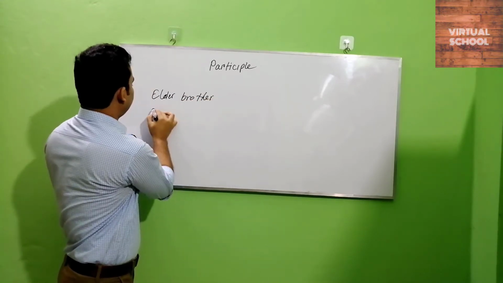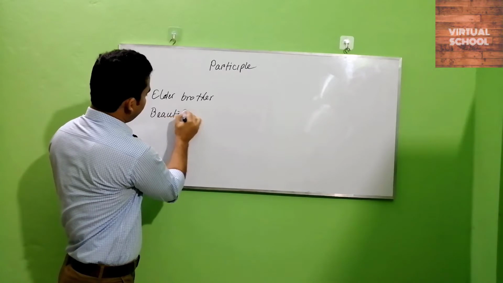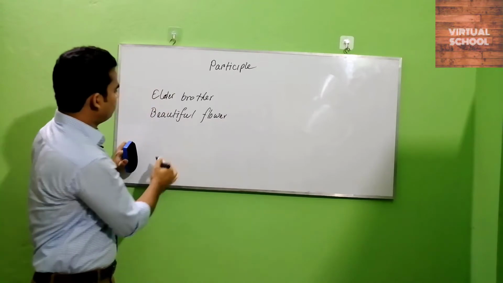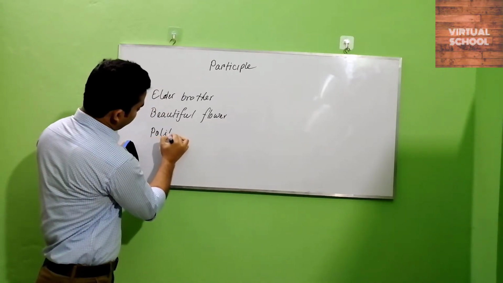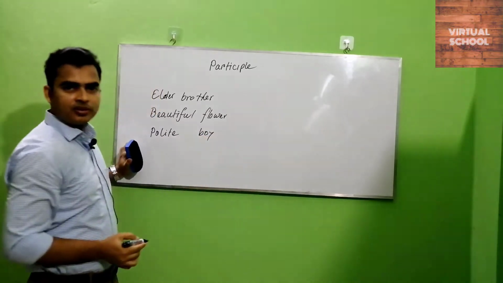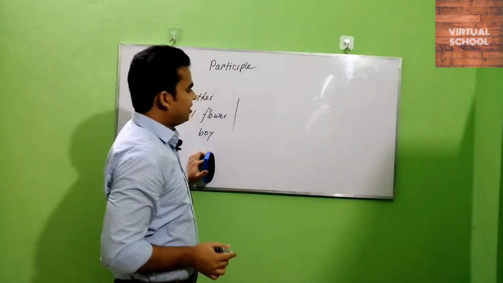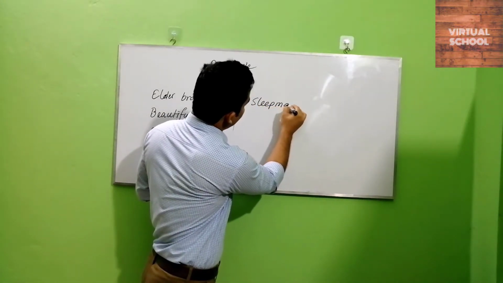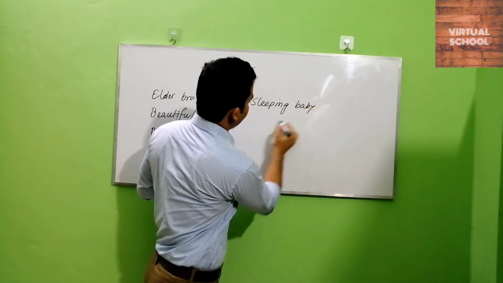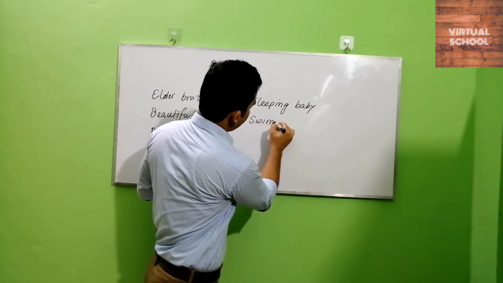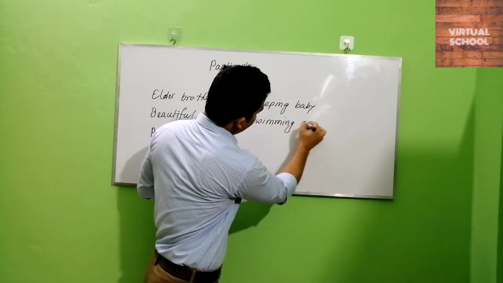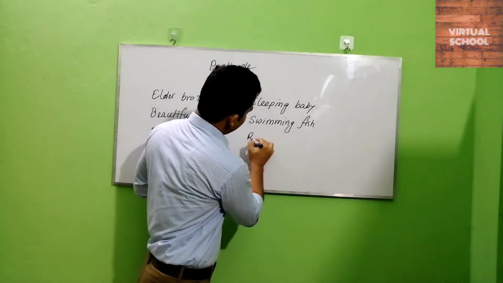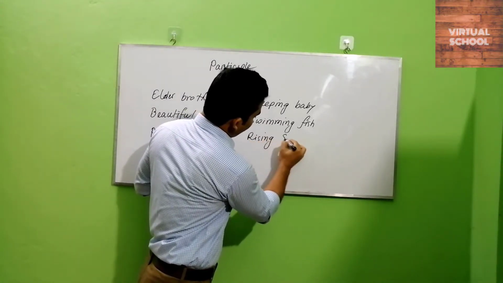Elder brother, beautiful flower, polite boy. And let's see some other words. Sleeping baby, swimming fish, rising sun.